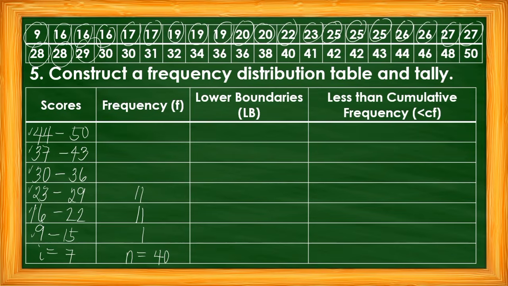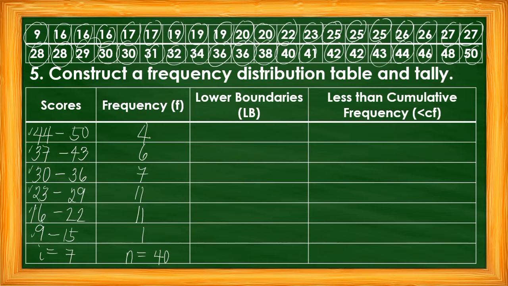Next, 30 to 36. 1, 2, 3, 4, 5, 6, 7. 37 to 43. So, 1, 2, 3, 4, 5, 6. And then 44 to 50. 1, 2, 3, 4. Now, let us add the frequency of each classes. Kailangan makuha natin 40. So, 4 plus 6, that is 10. Plus 7, 17. Plus 11, 28. Plus 11, 39. And then plus 1, 40. So, tama po yung ating pagtatali, yung frequency ng bawat classes.